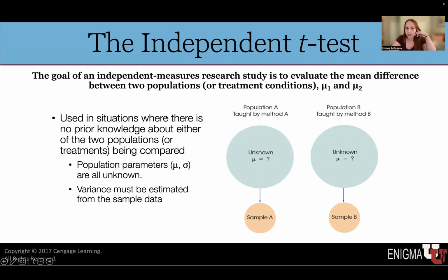We're going to use this in situations where we don't have any knowledge about the 2 populations that we're studying. We don't know the mean, we don't know the standard deviation, we don't know anything about any of the population parameters. And what that means is the variance of our population, which is very important in statistics, as we've seen it in pretty much all of our statistics formulas, must be estimated from our sample data, not from our population data. From population A, we get sample A, population B, we get sample B.